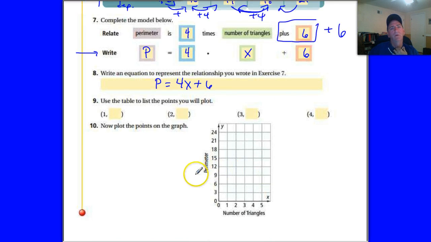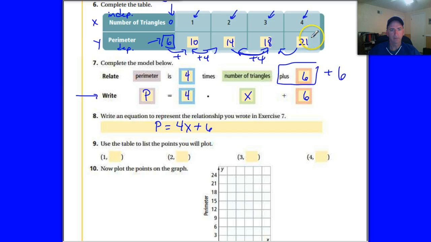Okay, so now what we can do with all that information, you have just taken numbers from a table to an equation, and now what we're going to do is plot those points. So the points are basically ordered pairs. So with one triangle, remember, x is 1, y was 10, and right here is where I'm getting those values, right? X was 1, y is 10. For 2, x was 2, y is 14. So it's x and y. For 3, y was equal to 18, and for 4, y is equal to 21.